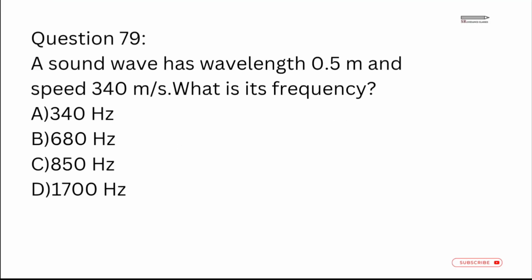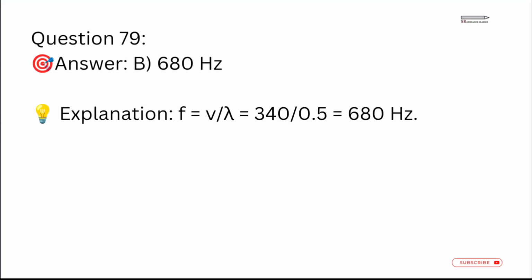A sound wave has wavelength 0.5 meter and speed 340 meter per second. What is its frequency? The answer is option B, 680 Hz.